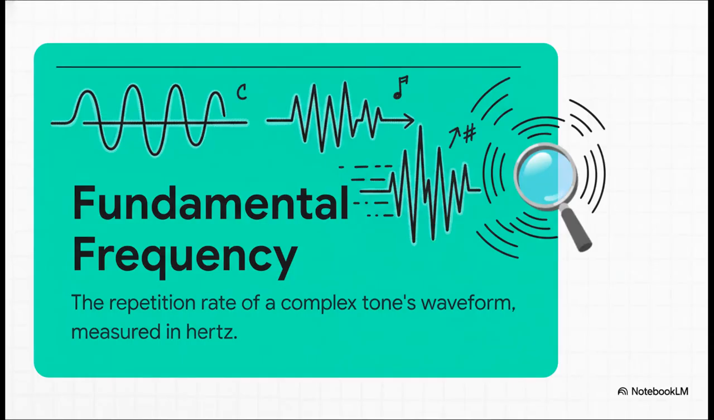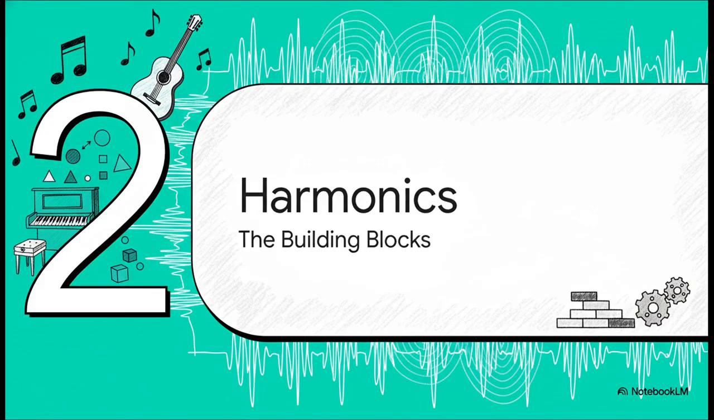So the next obvious question is, how fast is that pattern repeating? Well, that speed is what we call the fundamental frequency. And here's the cool part. That is exactly what we perceive as pitch. So when you hear a high note, it just means that complex pattern is repeating really, really fast. A low note, it's repeating much more slowly. Simple as that.